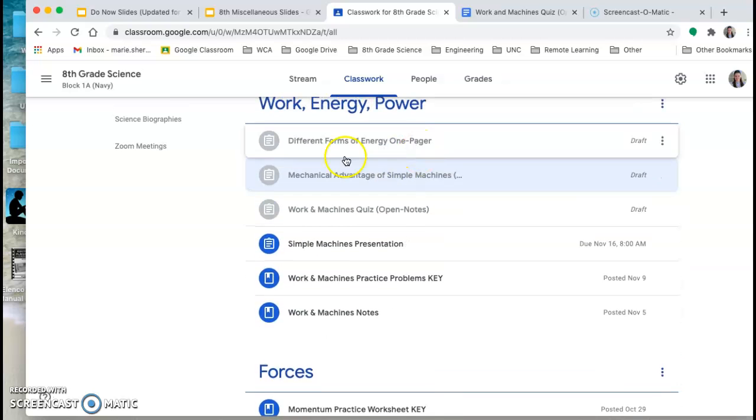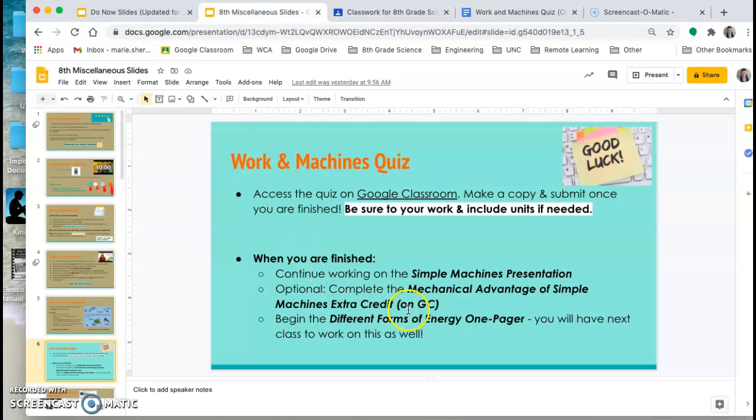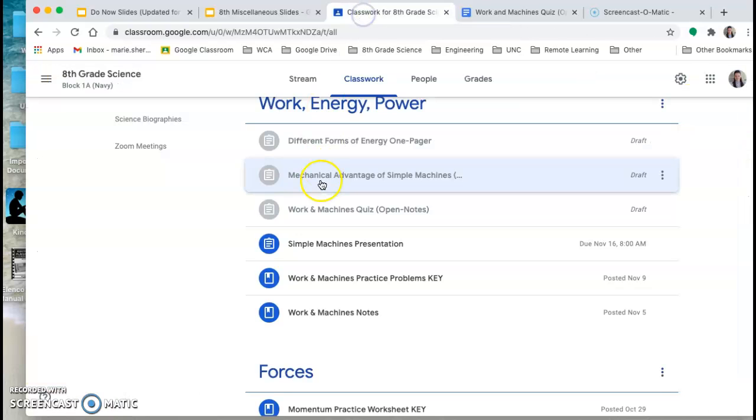Otherwise, the third option would be to get a head start on the different forms of energy one-pager, which is what we'll primarily be working on next class, but you can start it today. I do want to take a minute just to go over the rubric for the one-pager and how you're going to find the required information.